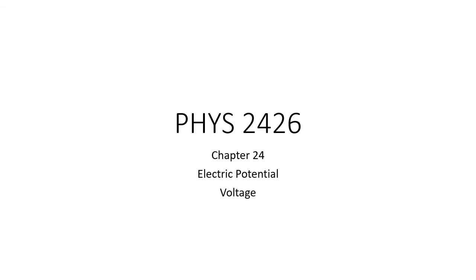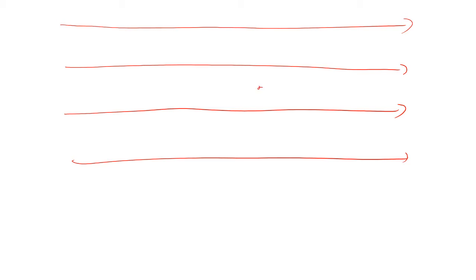Chapter 24 introduces us to the electric potential, or voltage. So, let's imagine that we've got an electric field. The electric field's directed to the right, and we have some small positive charge Q. And I want to move my positive charge Q some distance in that direction.